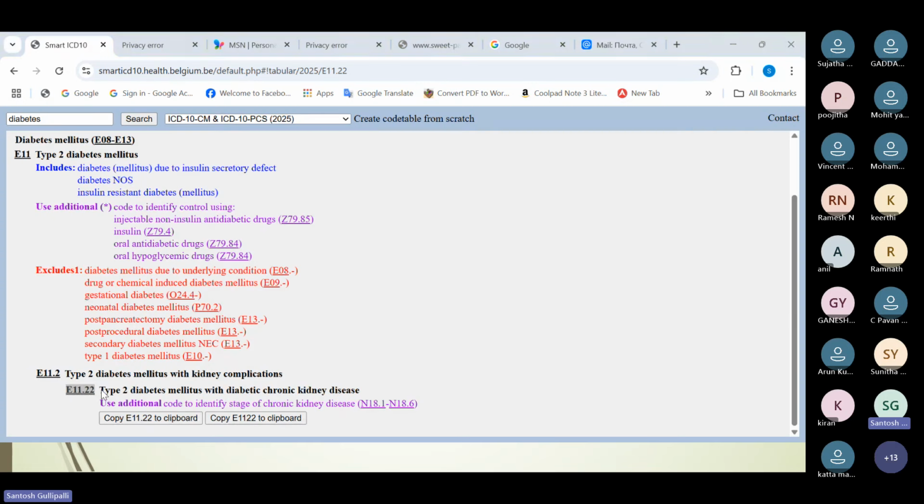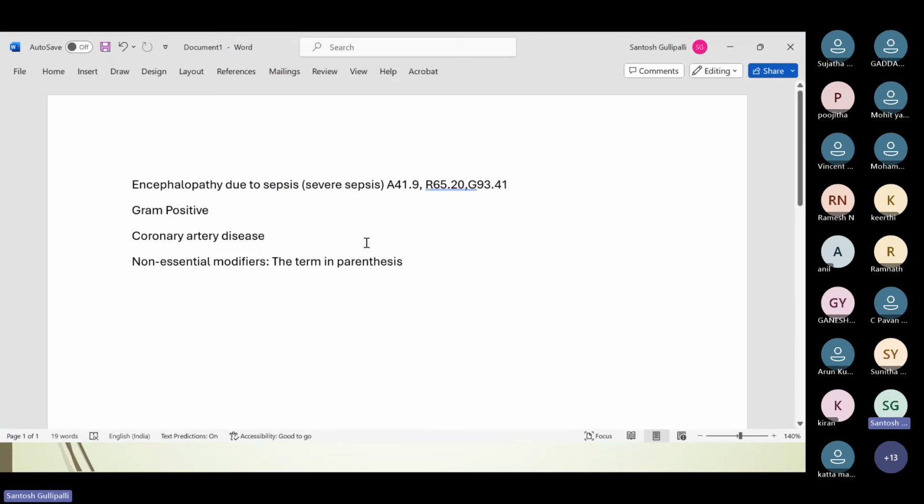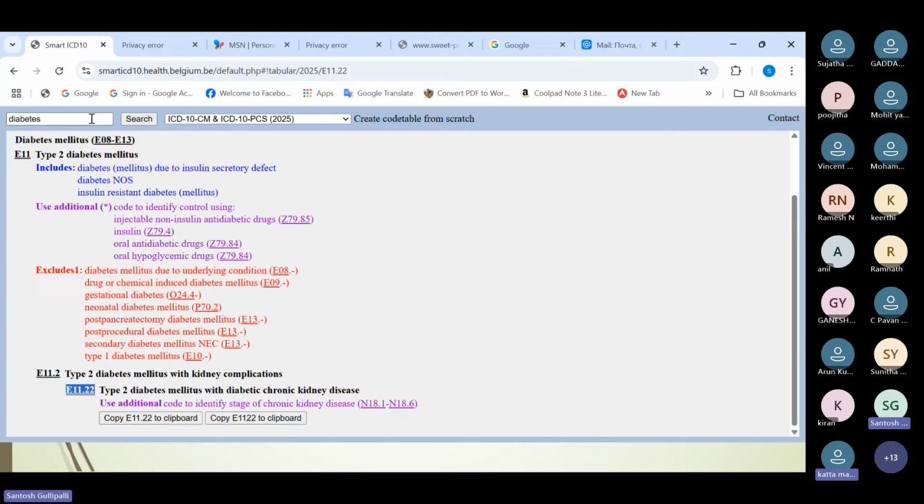What is a placeholder and what is its use in ICD-10? The placeholder is X. I will tell you the purpose of the placeholder. For example, traumatic cervical fracture, initial encounter. What is the main term? Fracture. So go to fracture in the book.